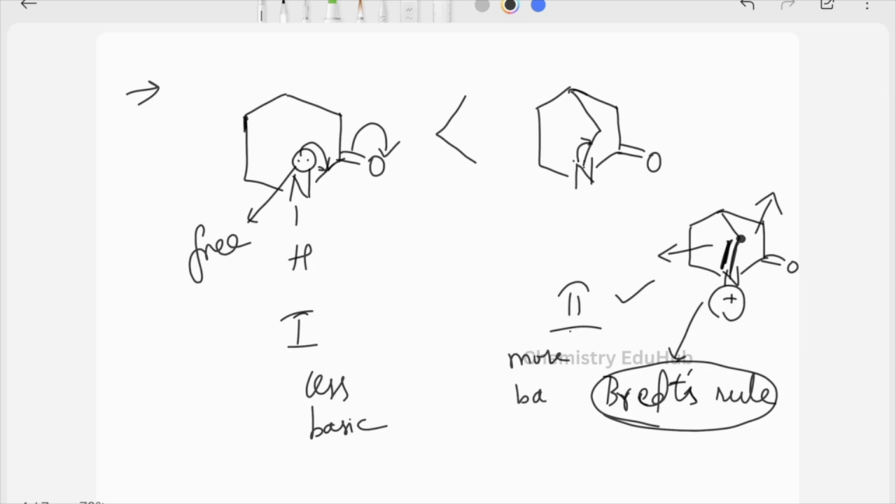So these are few examples about the acidity to explain the basicity of amines and aromatic amines.